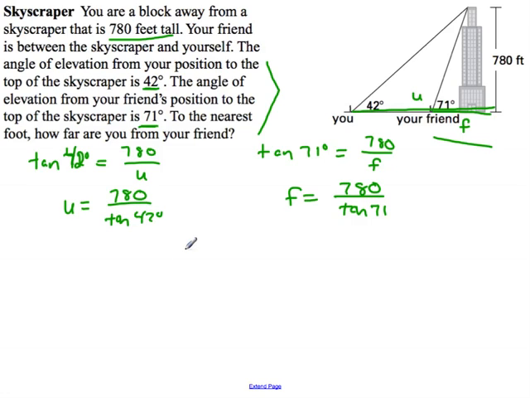What we'll do is we'll calculate these two numbers, and we'll actually take u minus f, and that'll give us our distance from our friend. Actually, it'll be our distance in feet.